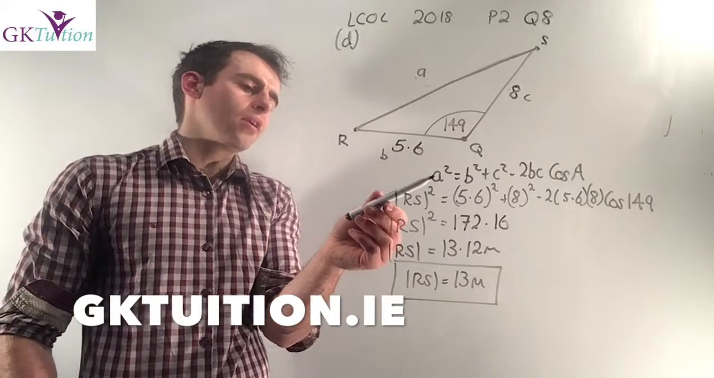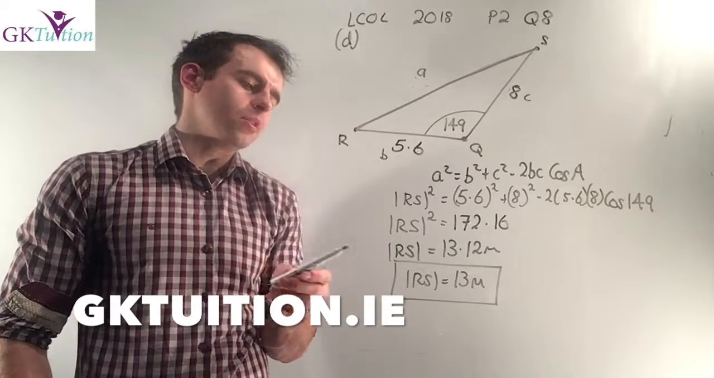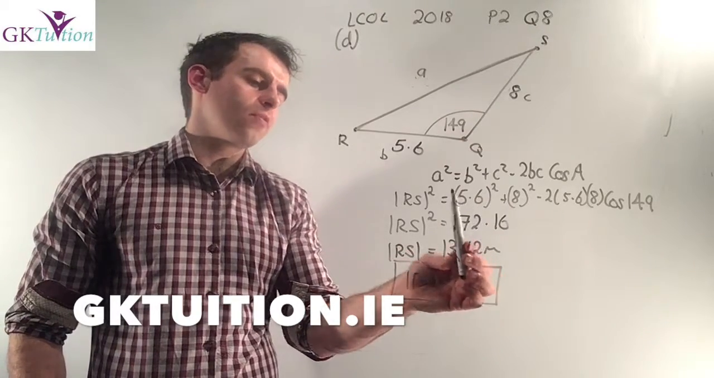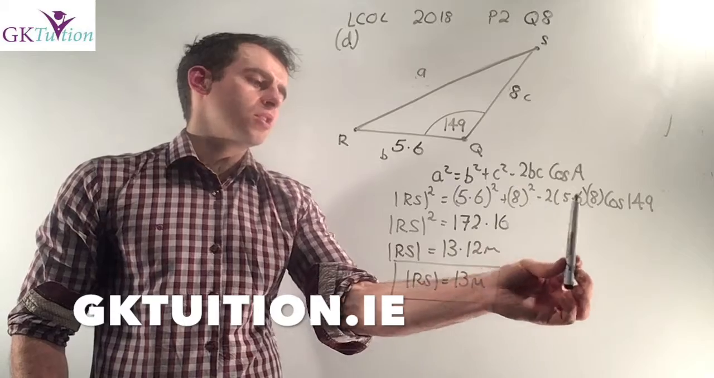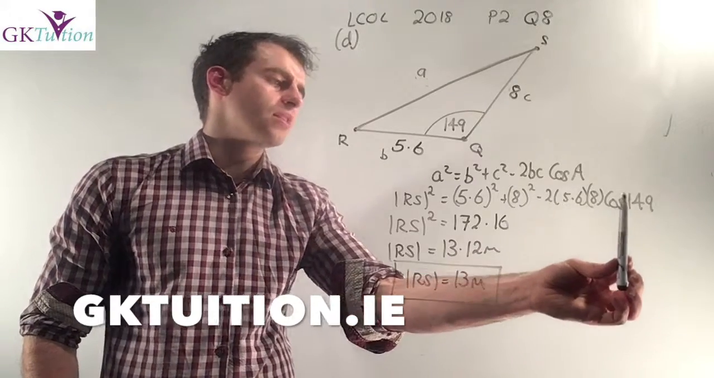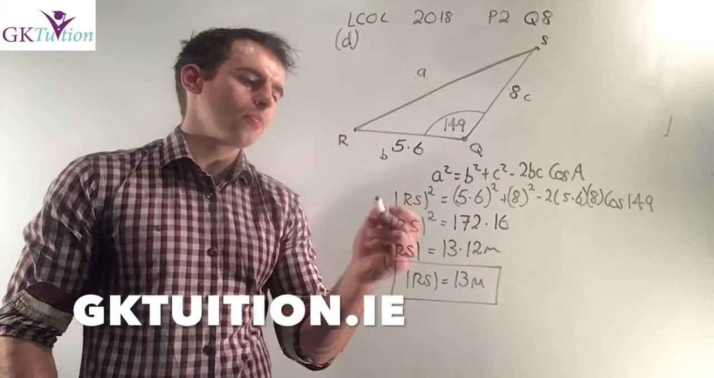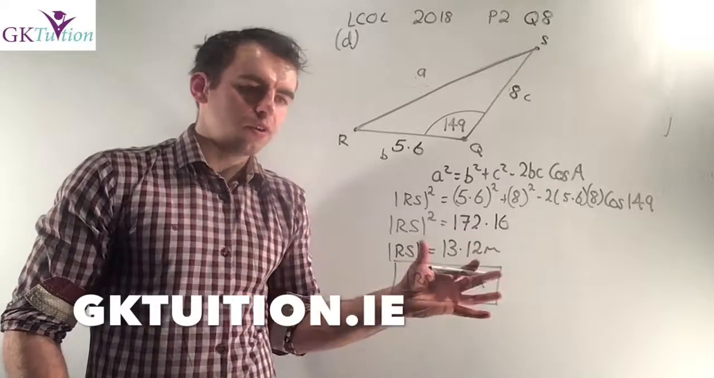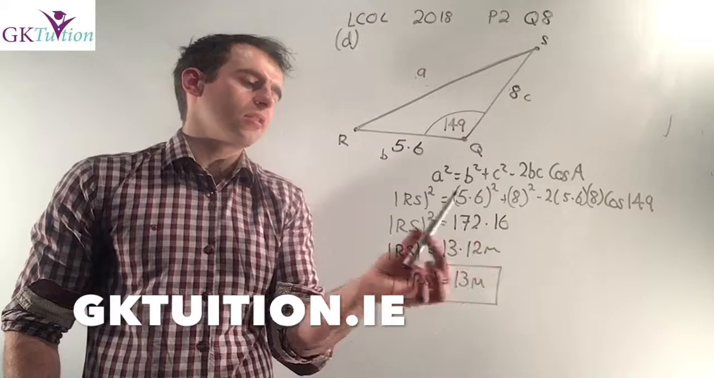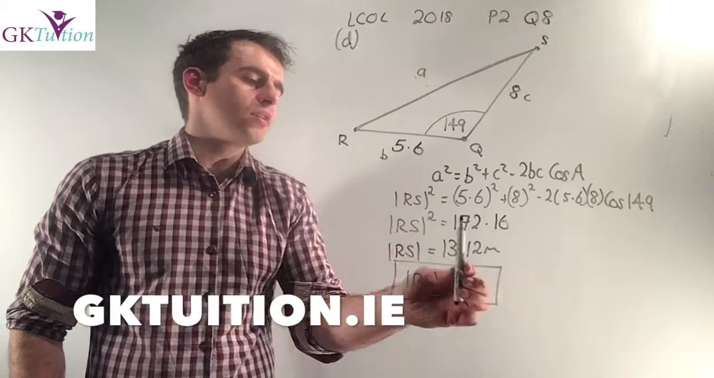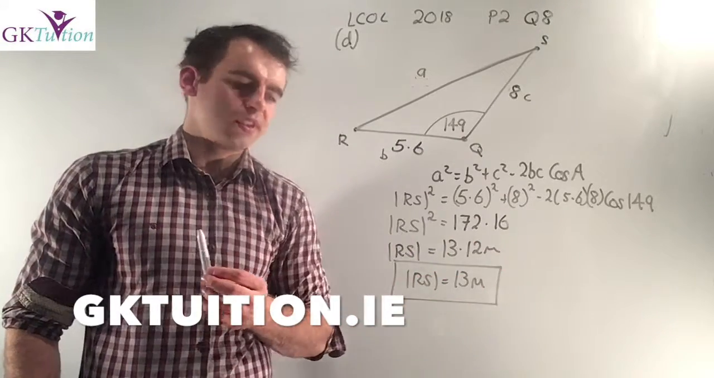So if I sub in there, instead of A squared, I'm putting in RS squared. Instead of B squared, it's 5.6 squared. Instead of C squared, it's 8 squared, minus 2 times 5.6 times 8 times the cos of 149. Now on the right hand side, they're all numbers, so you can just plug that straight into your calculator. You get RS squared is equal to 172.16.